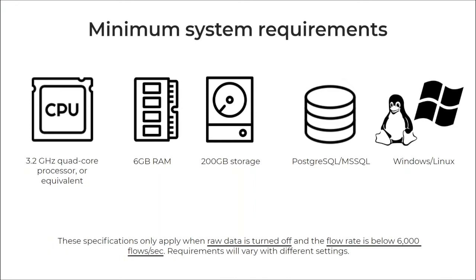That is, your processor should be a minimum of 3.2 gigahertz quad-core processor or anything more than that. RAM could be a healthy 6 GB, upwards to any number that you want. Again, for storage, we require a minimum basic of 200 GB, but anything more than that is appreciated.